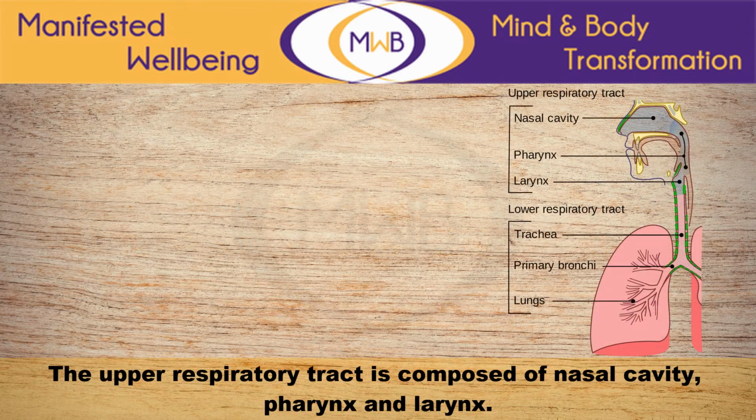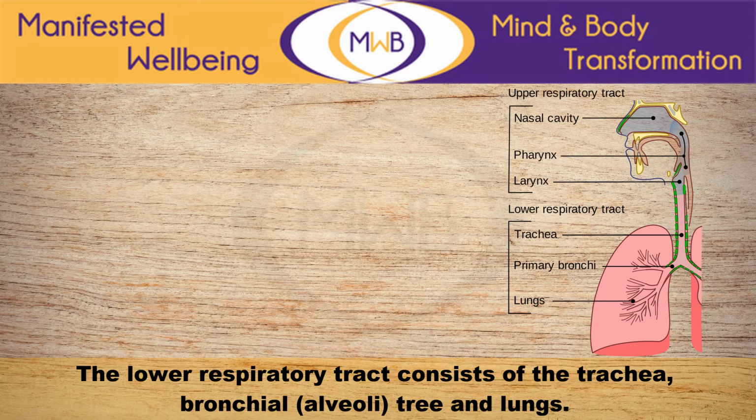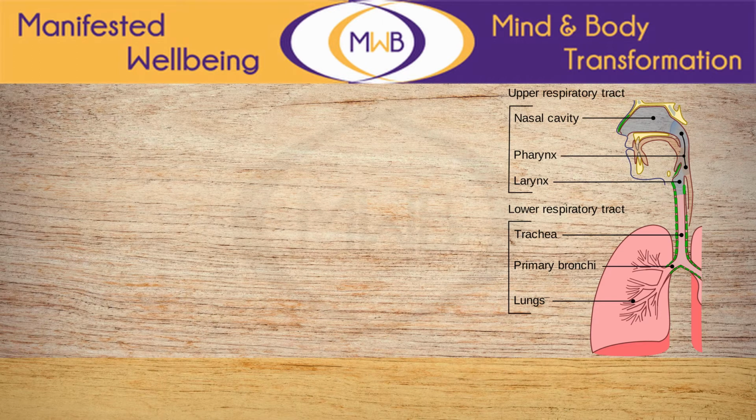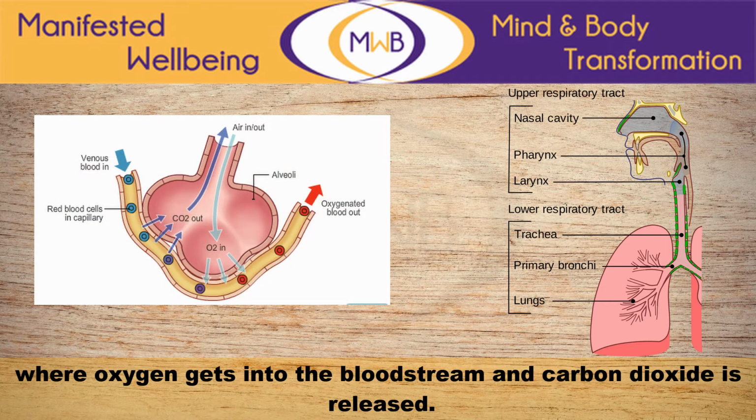The upper respiratory tract is composed of the nasal cavity, pharynx, and larynx. Also, the mouth is an accessory part of the system. The air can be inhaled both through the nose and the mouth. The lower respiratory tract consists of the trachea, alveoli tree, and lungs. When air gets into the lungs, it is distributed across its network and air exchange takes place, where oxygen gets into the bloodstream and carbon dioxide is released.